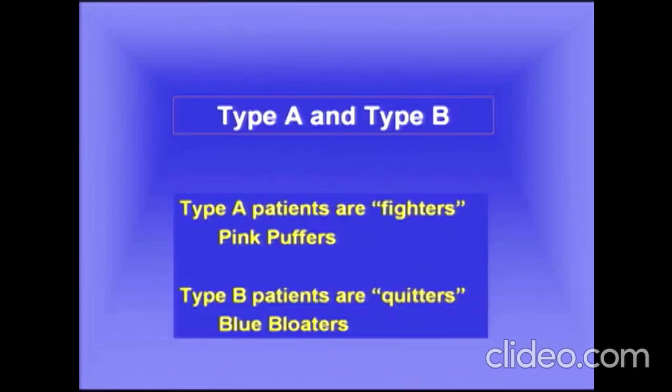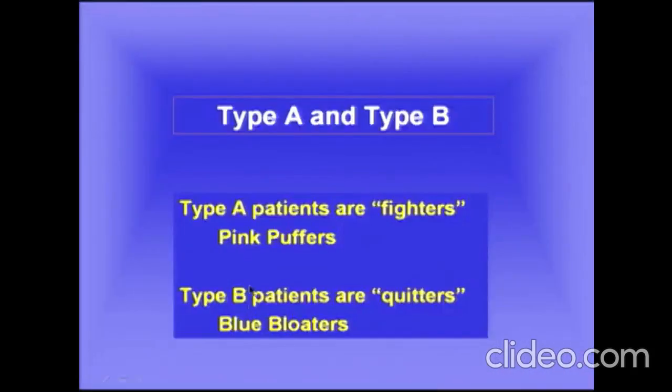As a result, he's called a fighter and sometimes called a pink puffer. Medical students can always remember that. A pink puffer, pink because he's not cyanosed, and puffing because he's breathing so hard. By contrast, the type B patients can be called quitters. They are people who have elected not to try and keep their PCO2 at the normal level because the dyspnea associated with that is so unpleasant.